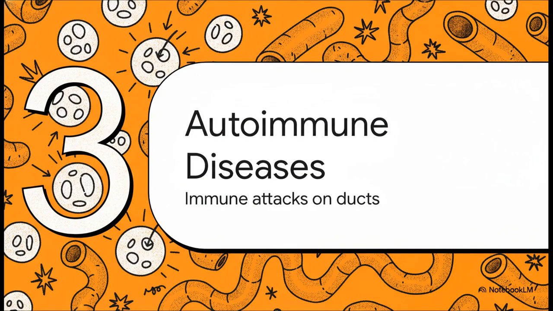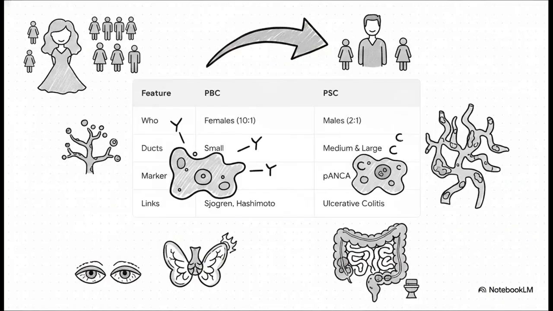Let's shift gears now to Section 3, autoimmune biliary diseases. Pay close attention here, because this head-to-head comparison is arguably the most vital distinction you can make in this entire explainer. Examiners absolutely love testing your ability to tell PBC and PSC apart. So primary biliary cholangitis, or PBC, is overwhelmingly a disease of middle-aged women. We're talking a 10-to-1 female-to-male ratio.